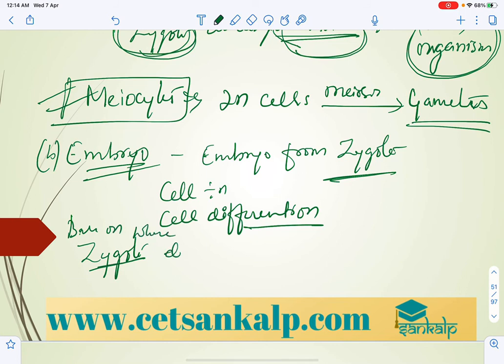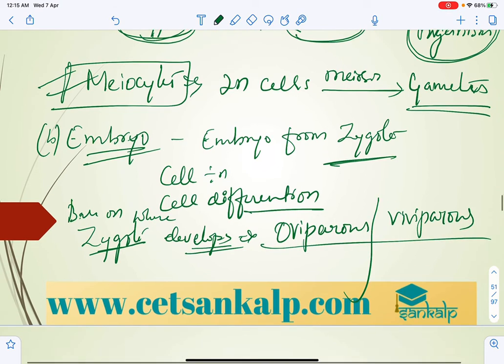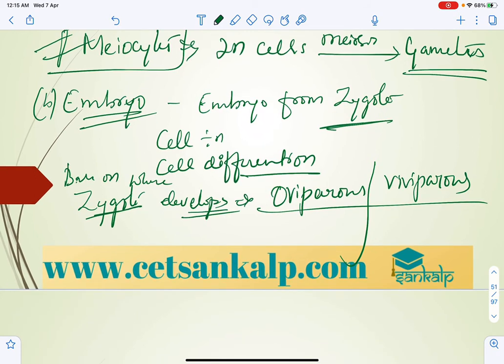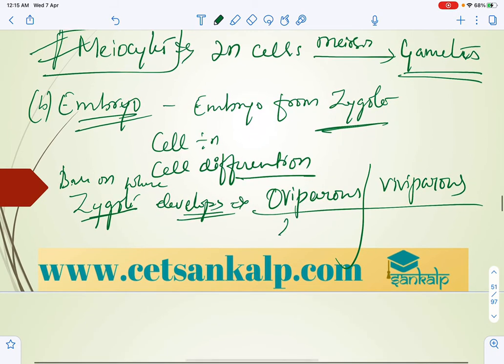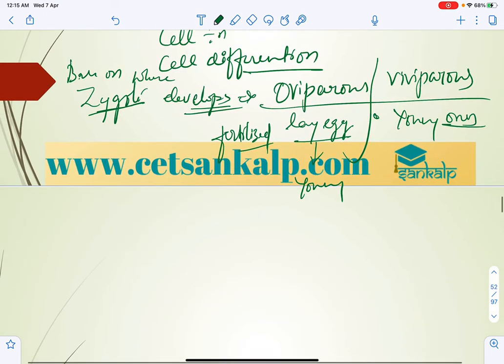Based on where the zygote develops, organisms can be classified into oviparous and viviparous. As we all know, oviparous animals are egg laying, and viviparous animals directly give birth to young ones. Oviparous animals lay eggs, which are later incubated to produce young ones. That is, the egg laid is a fertilized egg. Viviparous animals directly give birth to young ones. So you have to keep this in mind.